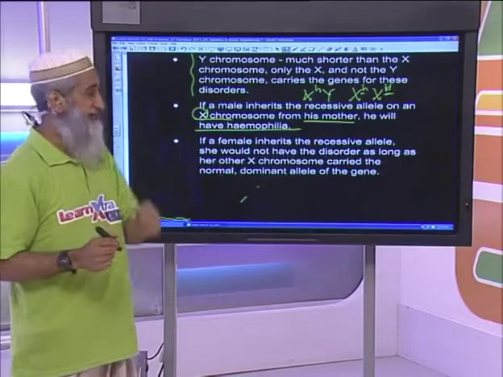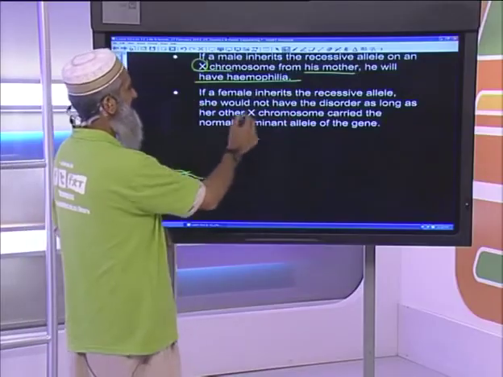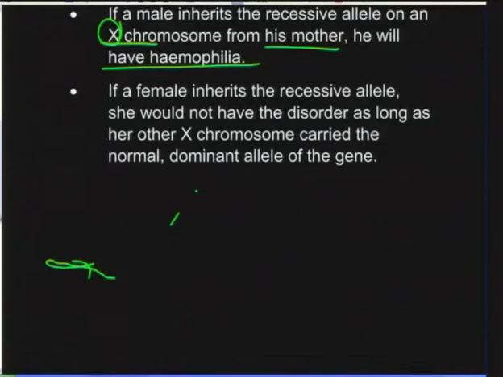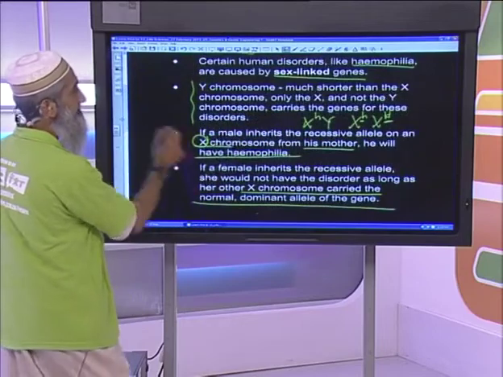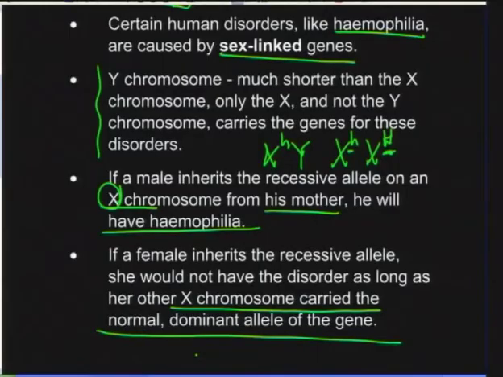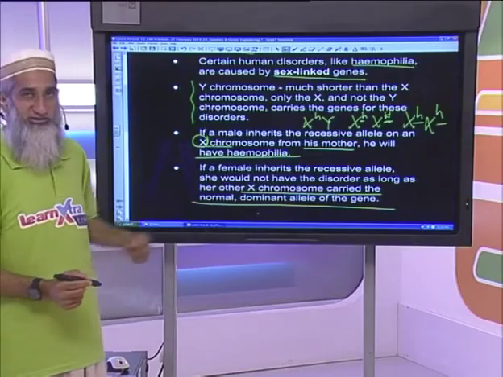We'll look at some examples a little later. If a female inherits the recessive allele, she would not have the disorder as long as the other X chromosome carried the normal dominant allele of the gene, as I showed you in the example there. She had the normal one. However, if she had two recessive ones, then obviously there's no cat there, so the mice will play, so she'll be hemophiliac.